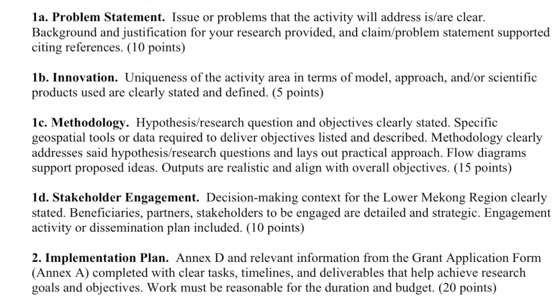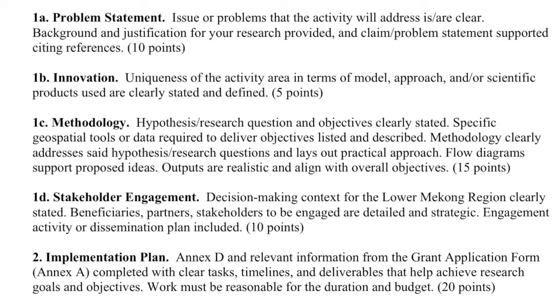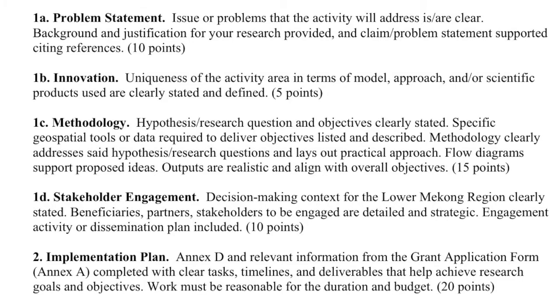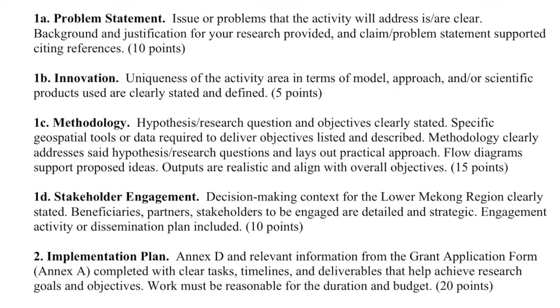Criterion 2, implementation plan, relates to Annex D, as well as relevant sections in the grant application form. The implementation plan should have clear tasks, timelines, and deliverables that help achieve research goals and objectives. The work must be reasonable for the duration and budget. This section is worth 20 points. There is another session in this tutorial that will walk through this annex in detail.